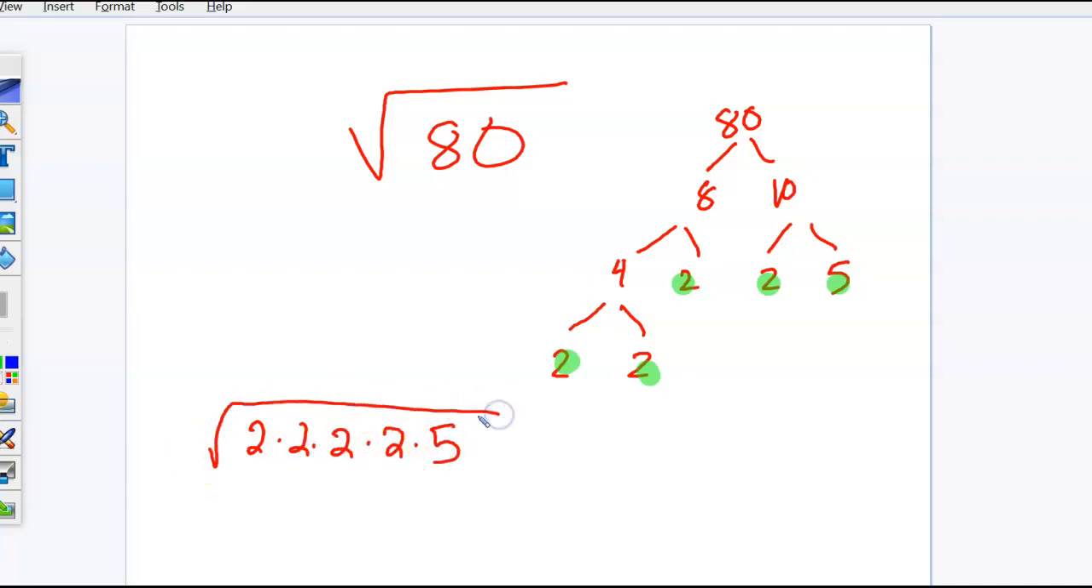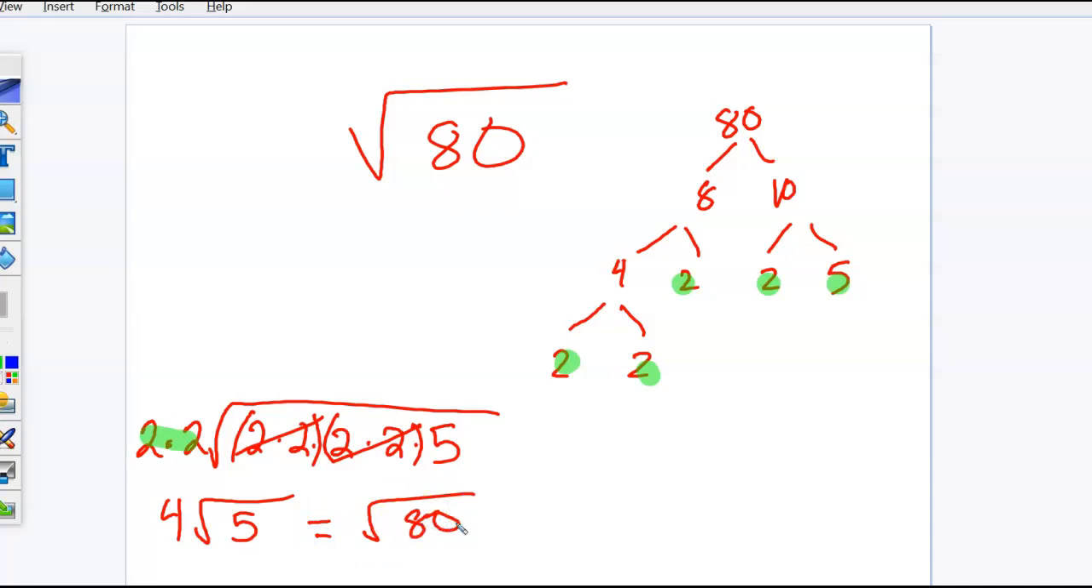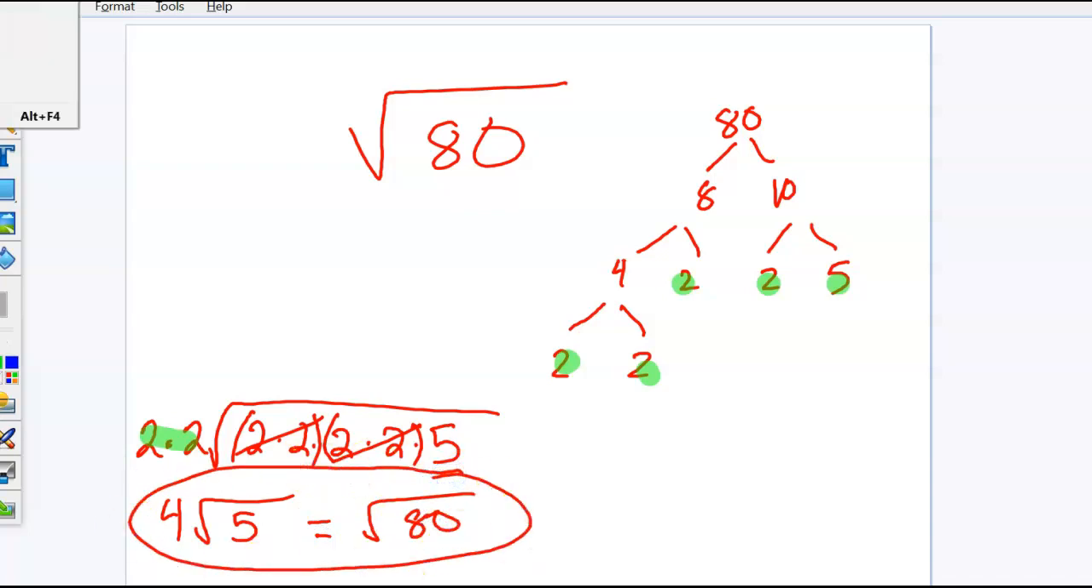So the square root of 80 could be thought of as the square root of the product of those numbers. Now, because we're dealing with square roots, I'm going to look for pairs of the same factor. 2 times 2 is 4, so I can take a 2 out. 2 times 2 is 4, and the square root of 4 is 2, so I can take another 2 out. So in front here, I have 2 times 2, which ends up being 4, and I'm left with a radicand of 5. Therefore, the square root of 80 can be broken down into 4 times root 5, and these two quantities are equal.